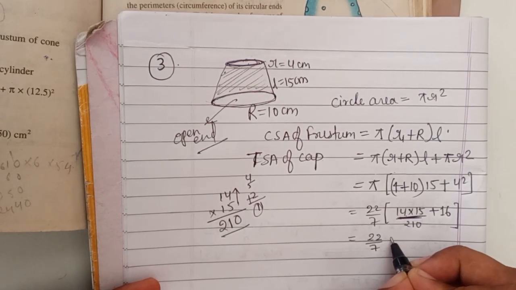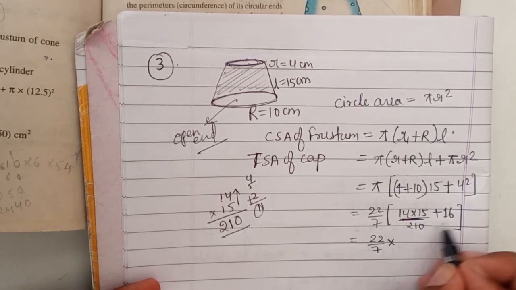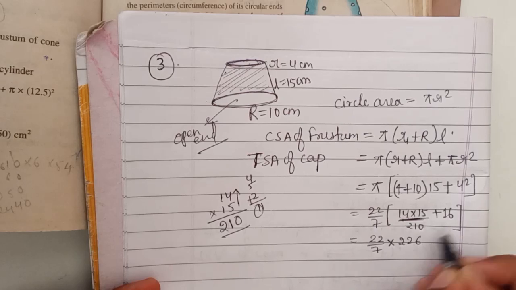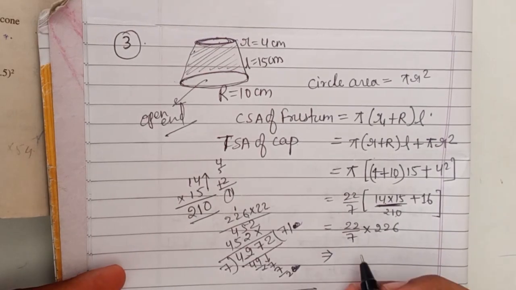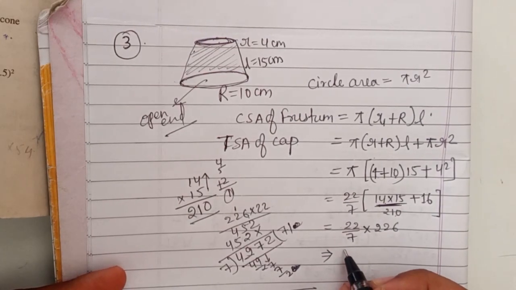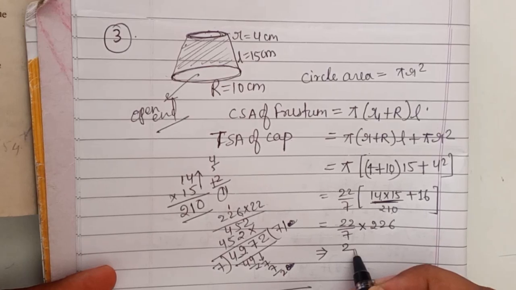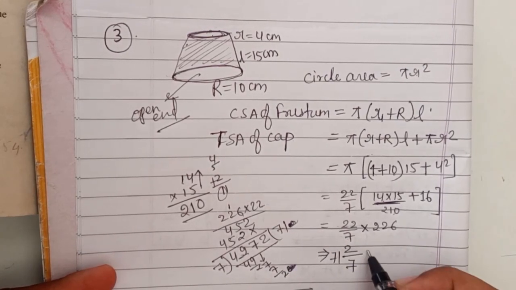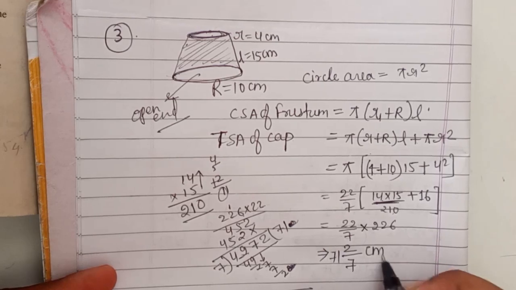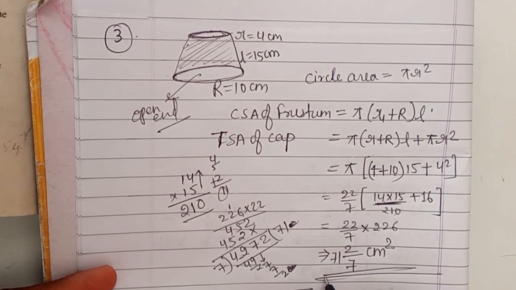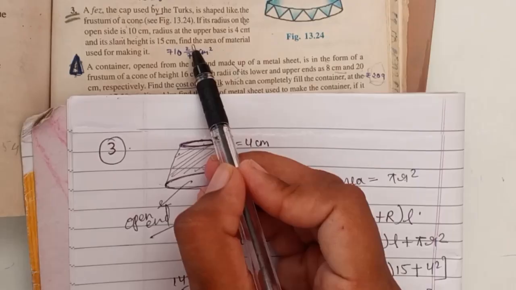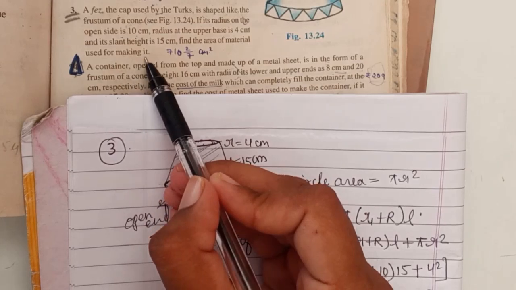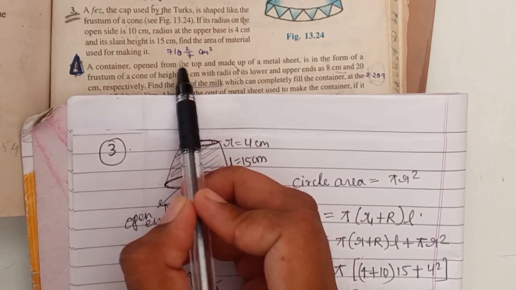So what we get? 22/7 into 226. Now multiply 22 with 226 and divide the result by 7. Remainder at the top, quotient in the middle, and the dividend at the bottom. What we got? Centimeter square. So the material used in making it is 710 2 by 7.